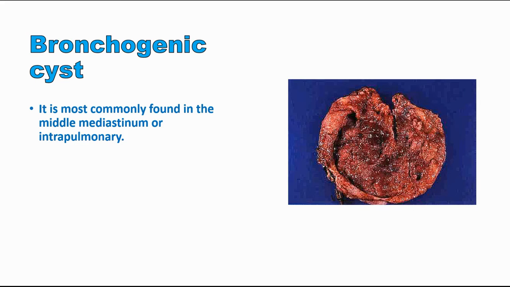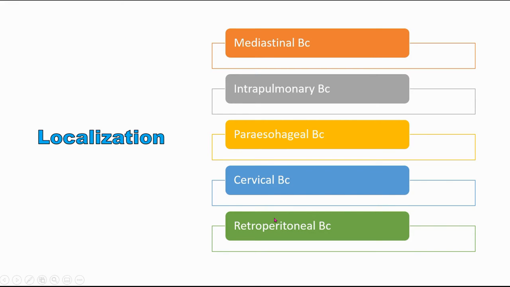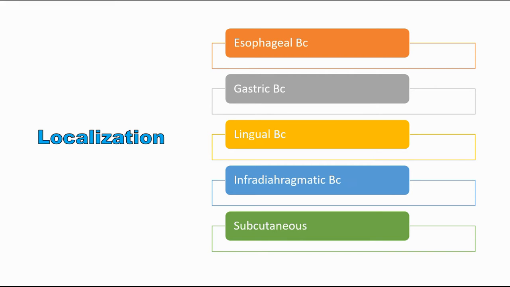It is commonly found in the middle mediastinum or intrapulmonary. But we have other localizations. Other localizations were reported: mediastinal, intrapulmonary, paraesophageal, cervical, retroperitoneal, esophageal, gastric, lingual, infradiaphragmatic, and subcutaneous. All these sites were reported.